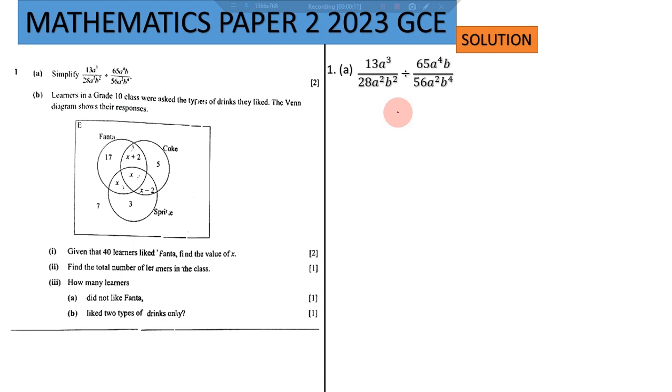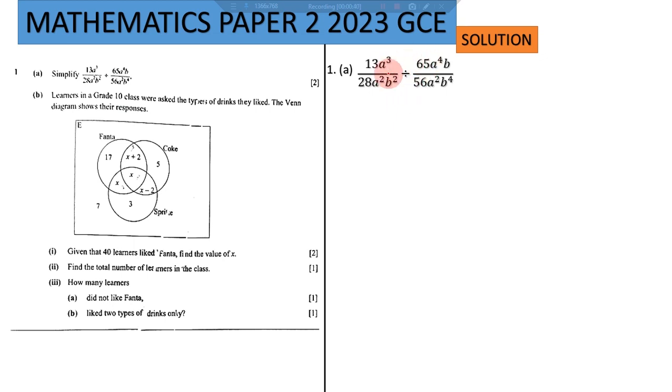Welcome, this is Mathematics Paper 2, 2023 GCE Paper 2, question 1A and 1B solved. Now, the first question was saying simplify 13a to the power 3 divided by 28a to the power 2, times b to the power 2 divided by 65a to the power 4 times b, then 56a to the power 2 times b to the power 4. This question is asking us to simplify. We are not solving for any letter, we're just making it simple. To simplify simply means to make it simple. As it is, it's complex.